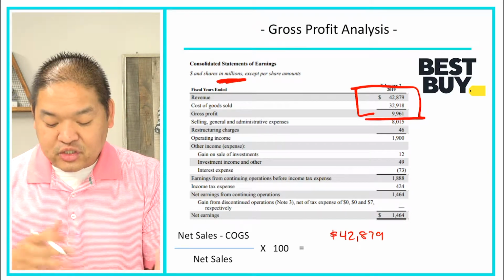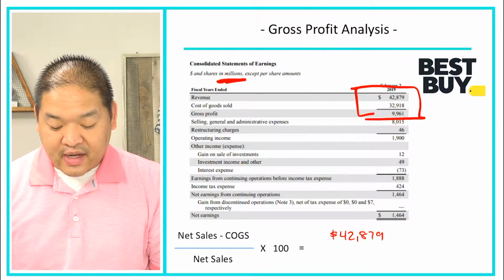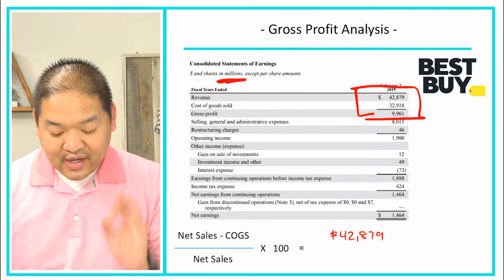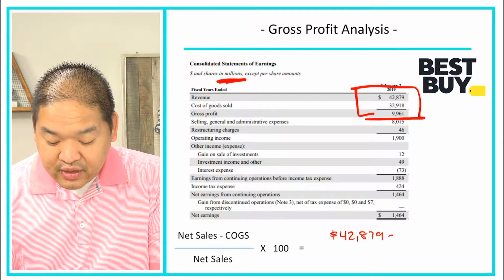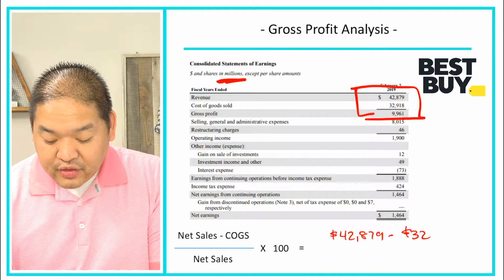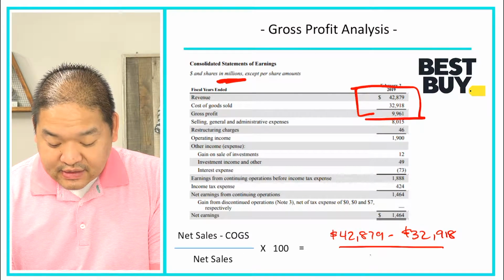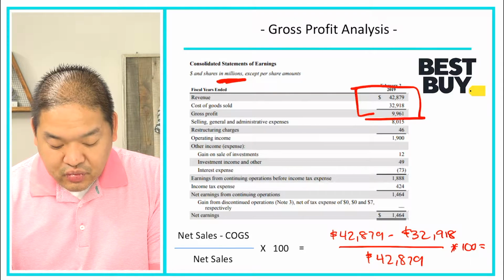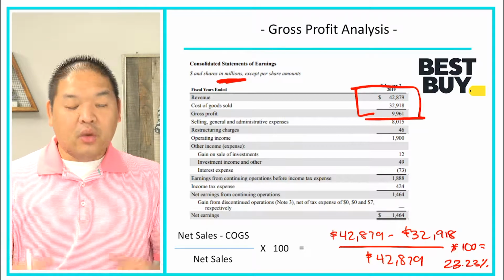So they've got 42,879. That would mean 42,879 million dollars. So 42,879 million minus our cost of goods sold. Our cost of goods sold is 32,918 million, and we're going to divide it by our net sales. In this case, our net sales would be 42,879 million, and we're going to multiply that by 100. When we do that, you should get something like 23.23%. So what does that mean?